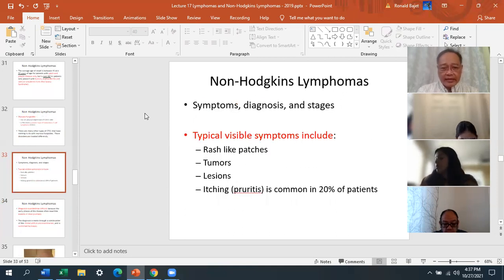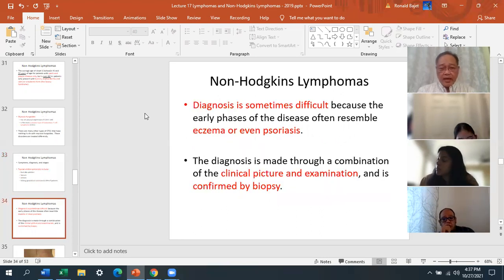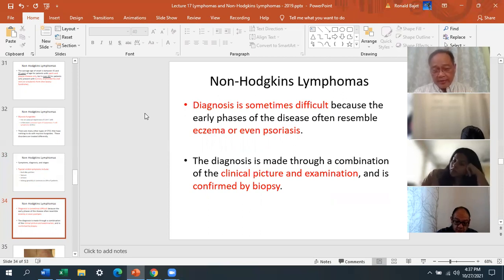Symptoms, diagnosis, and stages. Typically, the symptoms include rash-like patches. So that's what you're going to see. Tumors and lesions can be itchy. Itching, pruritus, is common in 20% of the patients. Diagnosing Mycosis Fungoides can be difficult because it can resemble, like I mentioned, eczema or even psoriasis. Okay, and the diagnosis is made through a combination of the clinical picture and examination, and is confirmed by biopsy. Remember, you have to get that tissue sample to confirm what's going on with your skin. Okay, clinical picture, examination, and confirmed by biopsy.